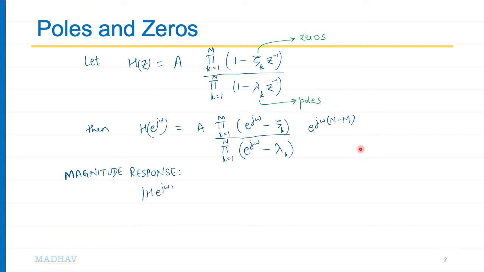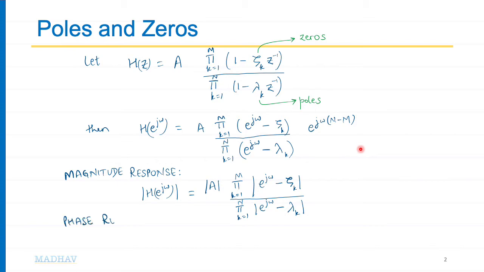Okay, now what is the magnitude response? I got my H(e^{jω}). What is the magnitude response? It is simply the amplitude, or the mod, of H(e^{jω}), and this is equal to mod of A times mod of the individual terms. Now what is the phase response? The phase response is the angle of H(e^{jω}).